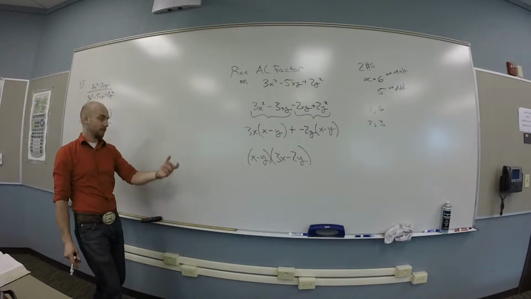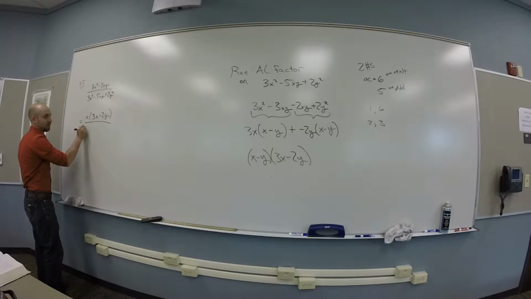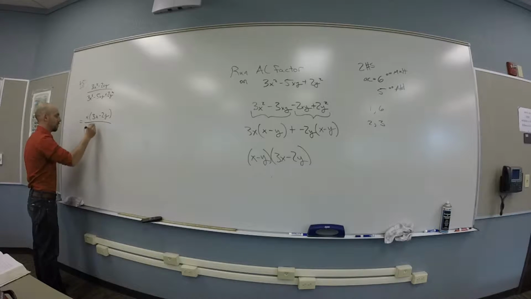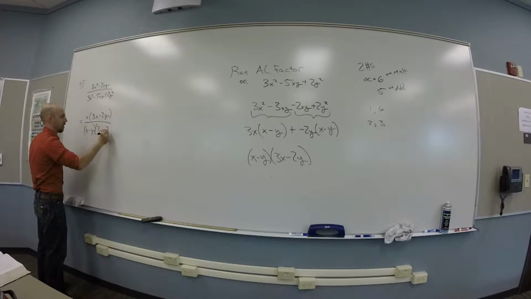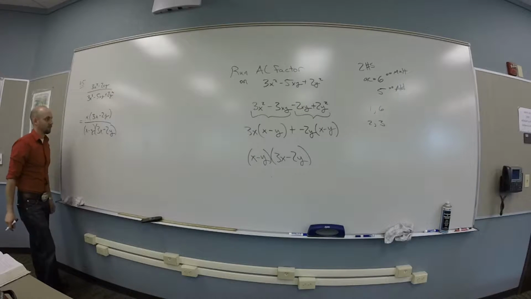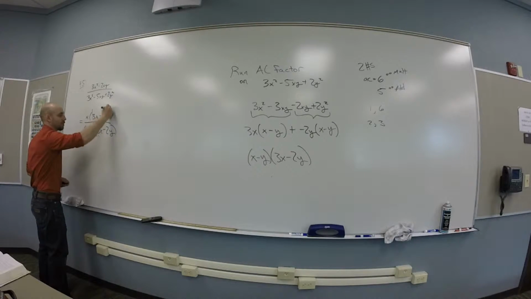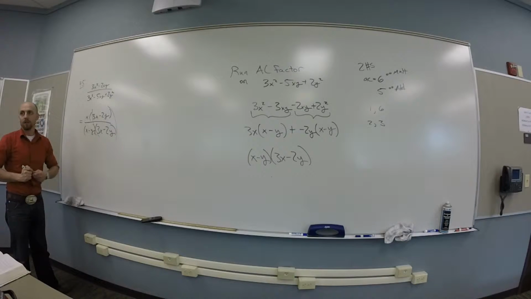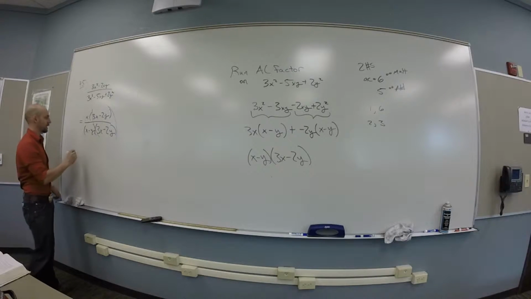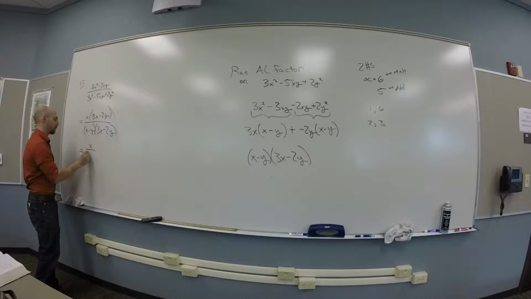Put it back on the top. Put that back over here. Okay, so we've got this. Now we need to find our onesie. So what's our onesie? 3x minus 2y. The 3x minus 2y. And so this is equal to x over x minus y.